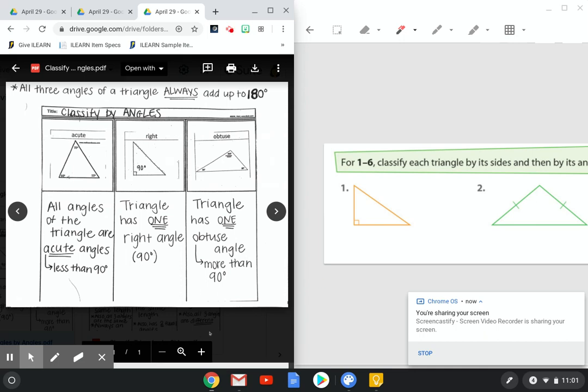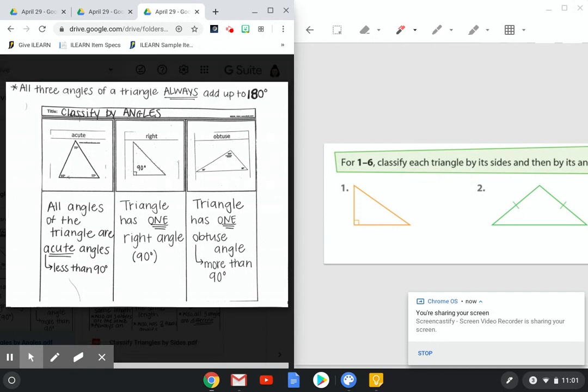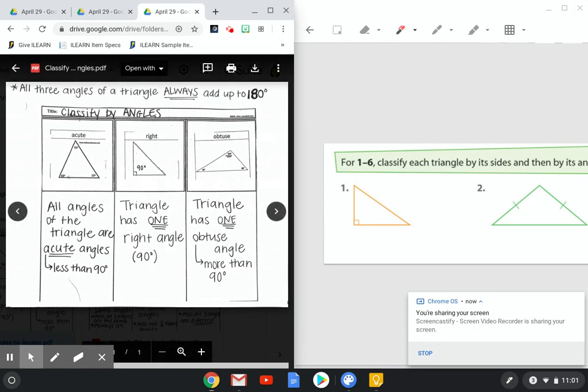All right, guys, for your assignment today, you should have already watched the first lesson video where I introduced you to the different types of triangles. And you actually have 3 notebook pages attached to your assignments today. So there's this one first here, classify by angles.